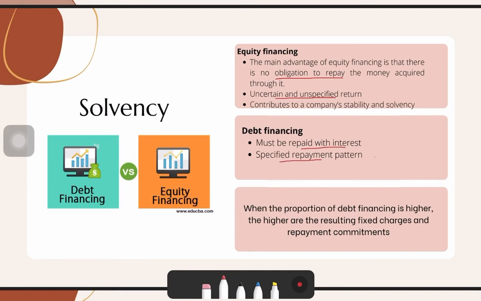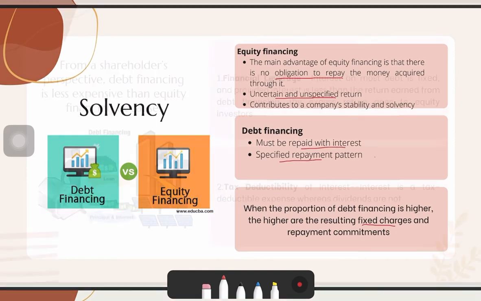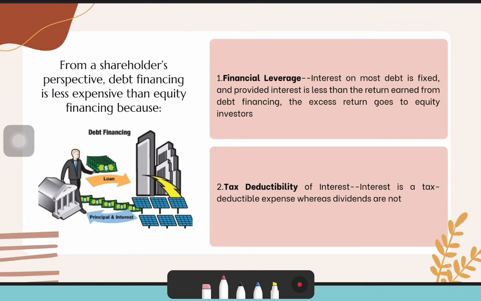So let's say the company is issuing a bond, so the repayment pattern is fixed or specified. Let's say the bond is annually compounded or semi-annually compounded. Alright. So when the proportion of debt financing is higher, the higher the resulting fixed charge, which is the coupon rate or the interest rate, and the repayment commitments. From a shareholder's perspective, debt financing is less expensive than equity financing.